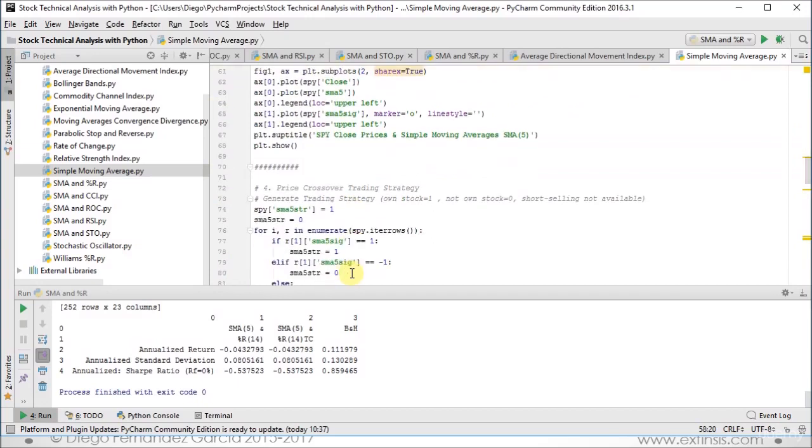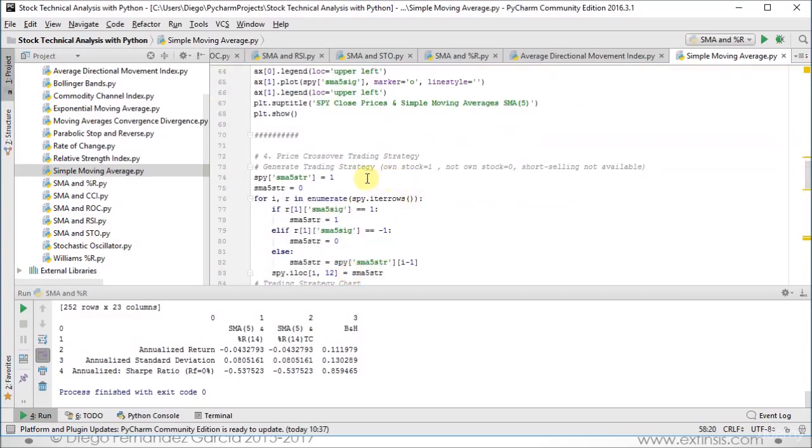So in this case, we're going to study our price crossover trading strategy. Therefore, we're going to generate trading signals: own the stock equals 1, we don't own the stock equals 0, and it's important to mention that short selling is not available in these strategies. We create a corresponding column where we're going to store all these values, and then we are going to calculate the corresponding trading strategy. For this, we're going to use again a for loop in which we're asking if our signal was a buy, then we own the stock. If it was a sell, we don't own it. And if we had a 0, which was do nothing, then our trading strategy is equal to the previous period's.